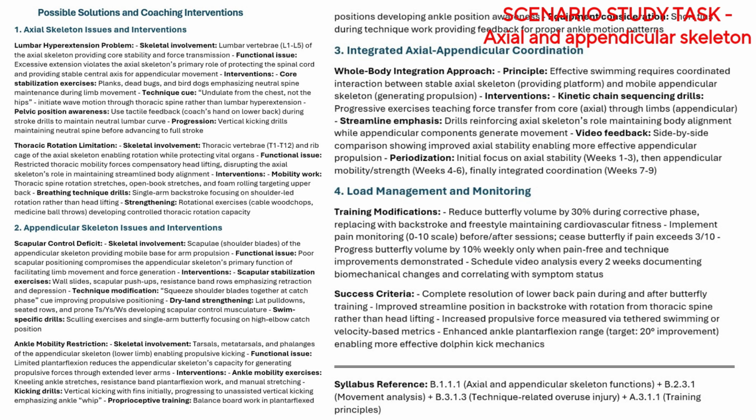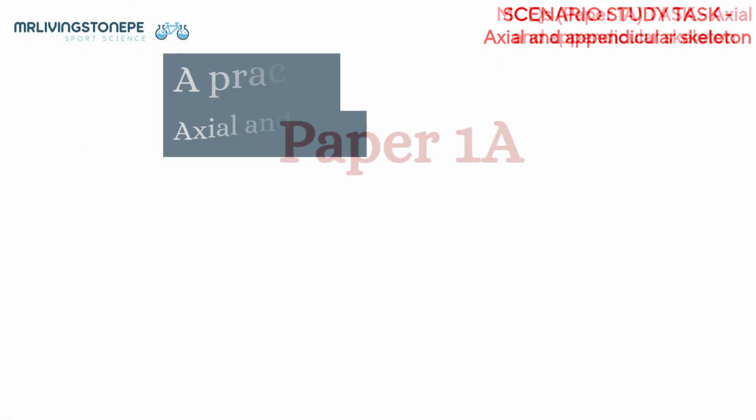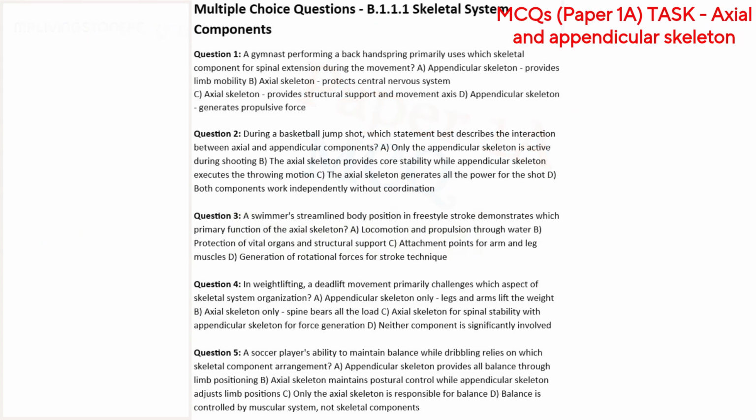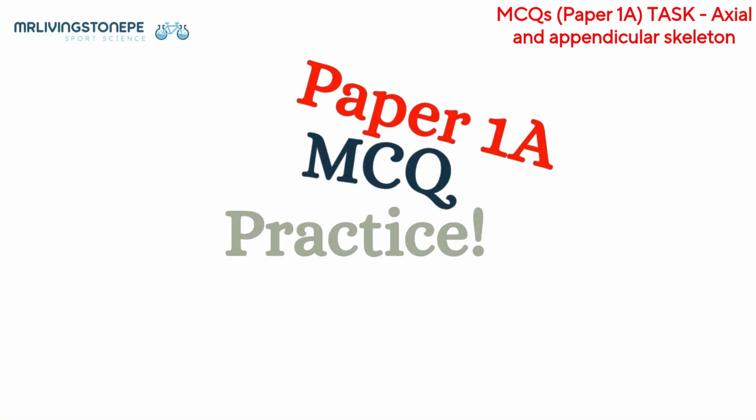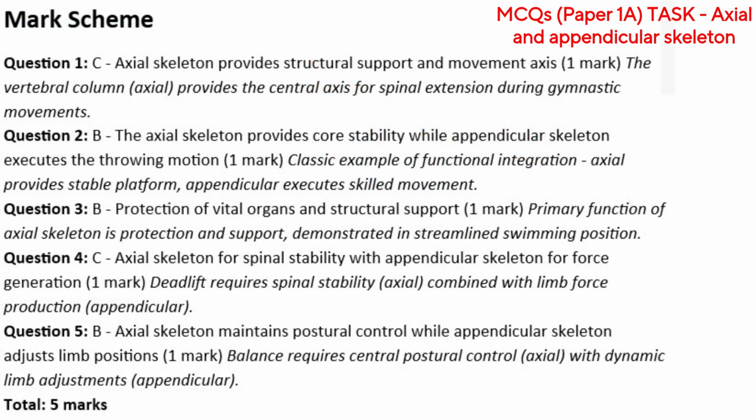Let's move on to some formative assessment and exam technique. In this section, we'll have a go at some quick-fire multi-choice questions based on the axial and appendicular skeleton content, which may appear in paper 1A. Pause the video here, have a go, and see how you get on. Let's take a look at the mark scheme so you can self-assess.